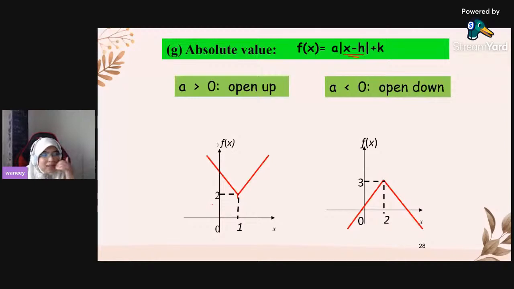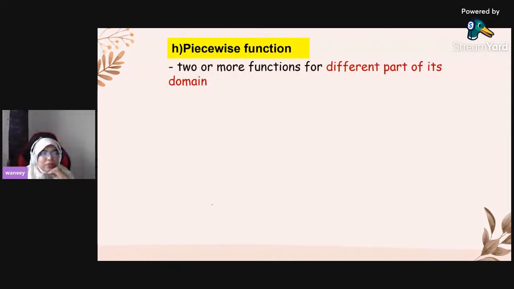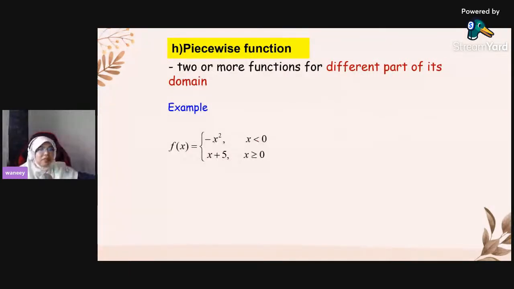Okay, next. Piecewise function. Okay, so this is normally what you are going to have. Piecewise function, that means we are going to use 2 or more function. But then we have to restrict the domain for each of them. So for example, this kind of function, for x less than 0, we are going to use negative x square. So negative x square tu yang set graph tu kan. So kalau set graph tu, dia akan go from negative infinity to infinity. But they say that x will be less than 0.